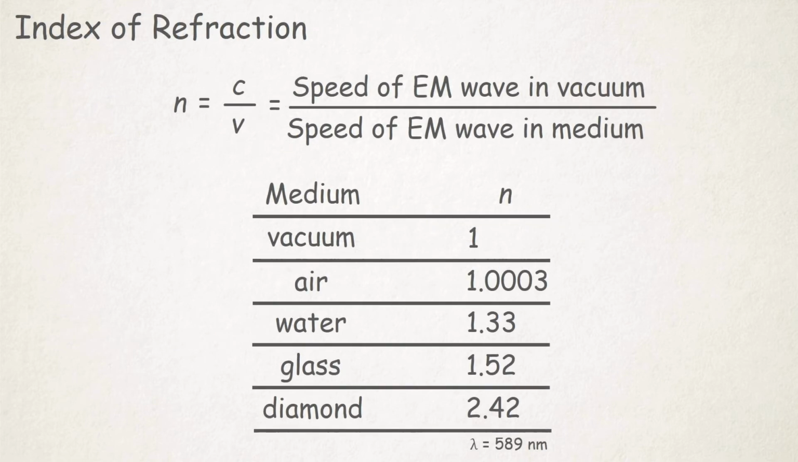This table lists a few examples of different mediums and their corresponding index of refraction. n is 1 for a vacuum, and just a little greater than 1 for air. But then the index of refraction increases substantially more for denser materials.